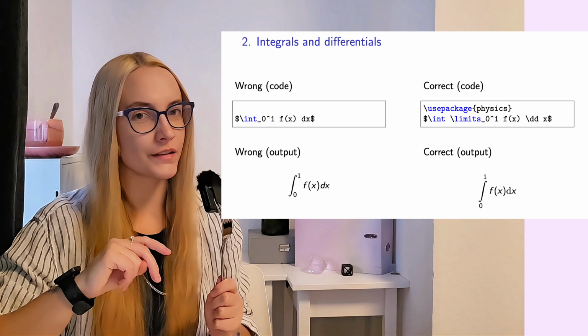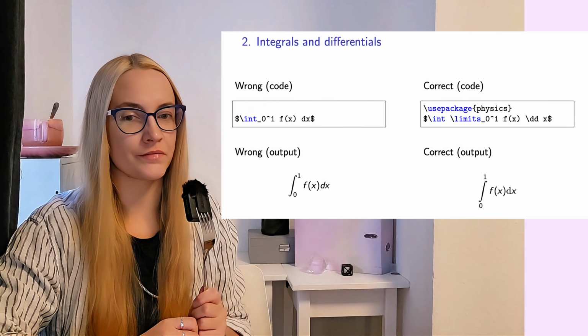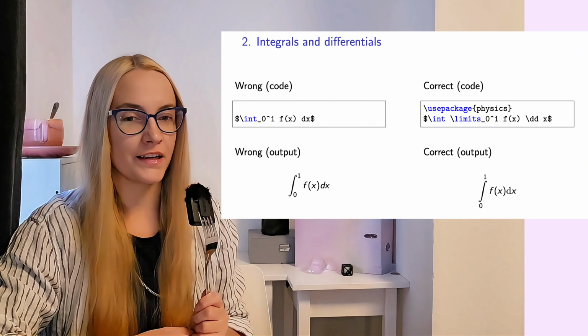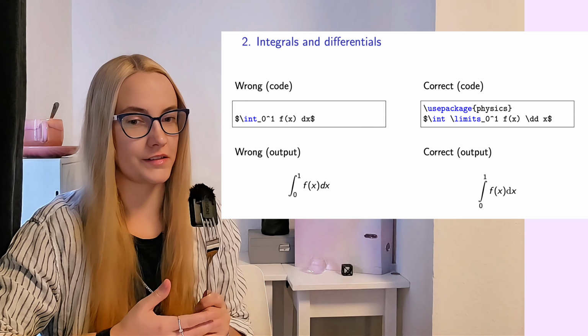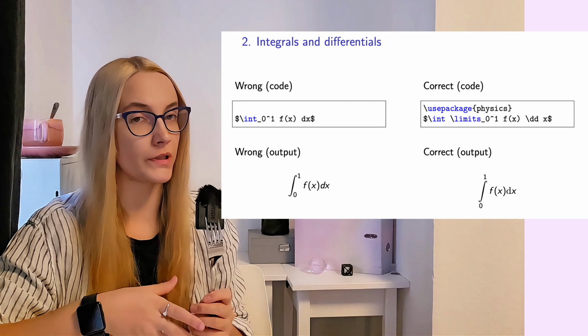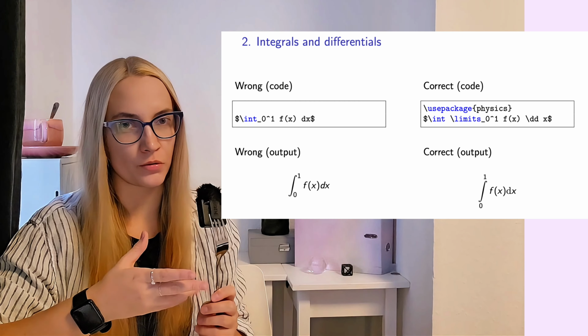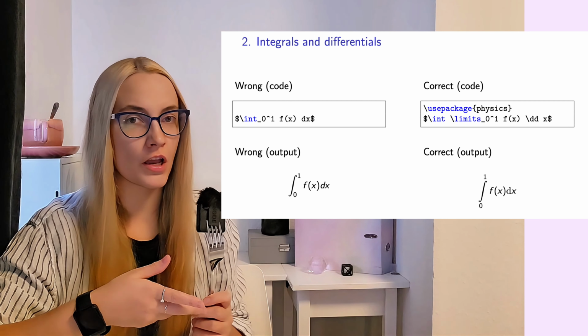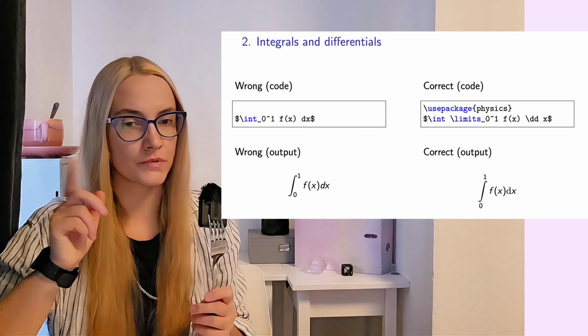Second, integrals and differentials. In an integral, dx is not a product again, and d is not a variable, it is an operator. It should be upright, so one of the easiest ways to do this is just use the physics package and write it as dd.